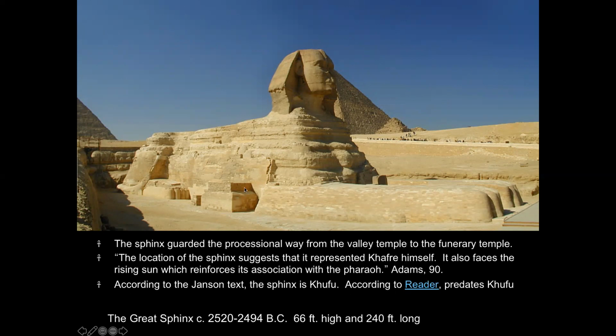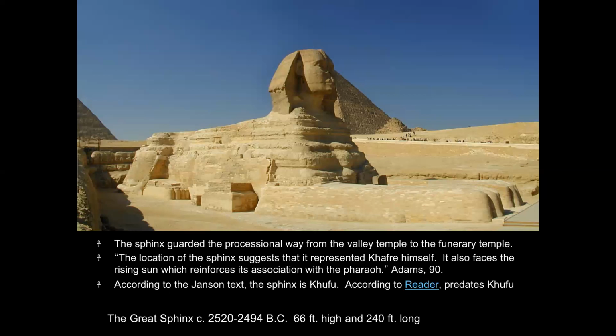Obviously, when we're seeing this part of the Sphinx, there's not a lot of detail, and some of it's worn off because he's been facing the wind for so long. But when it was originally made, it would have been highly detailed. We'll see Sphinxes later on and get an idea of what they look like. So the Sphinx guarded the processional way from the Valley Temple to the Funerary Temple. That's one idea. The location of the Sphinx suggests that it represented Khafre himself. It also faces the rising sun, which reinforces association with the pharaoh. So that's the idea if it's guarding the Valley Temple.